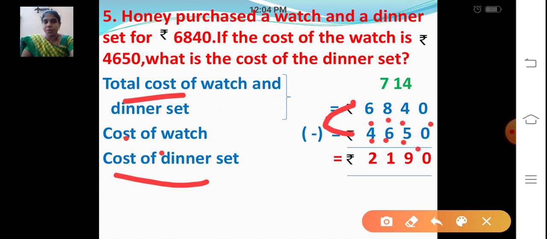Let's subtract these two numbers. First we'll start from the ones place, right? 0 minus 0 is 0. Write it down. Now let's move on to the tens place. 4 minus 9. Can you subtract 4 minus 9? No. What should I do now? So borrow from the hundreds place.